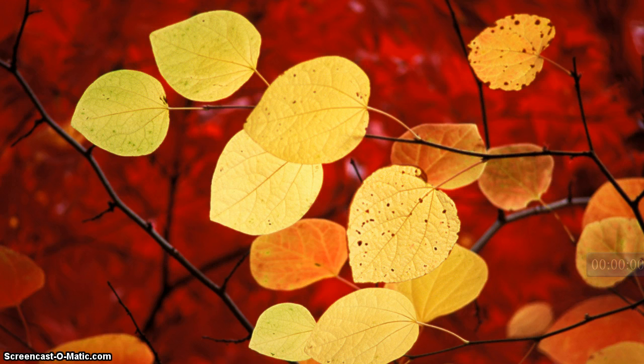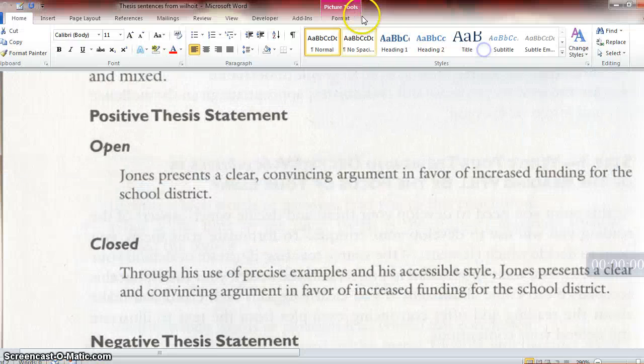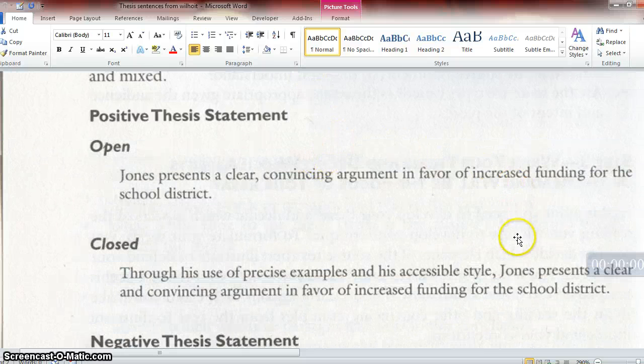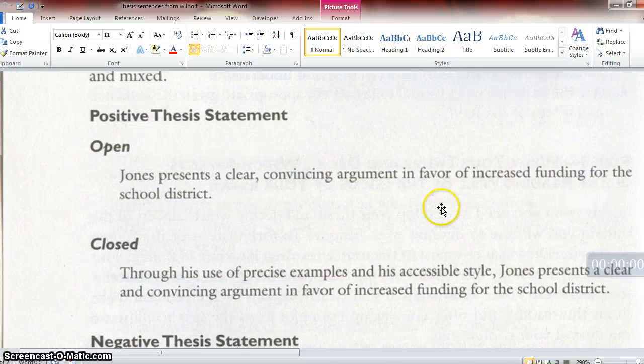So with that said, I want to check out a reading by Stephen Wilhoit, and he talks about a few different types of thesis statements. So let's check it out. You can have a positive thesis statement, and let's look at this open one. Jones presents a clear, convincing argument in favor of increased funding for the school district.